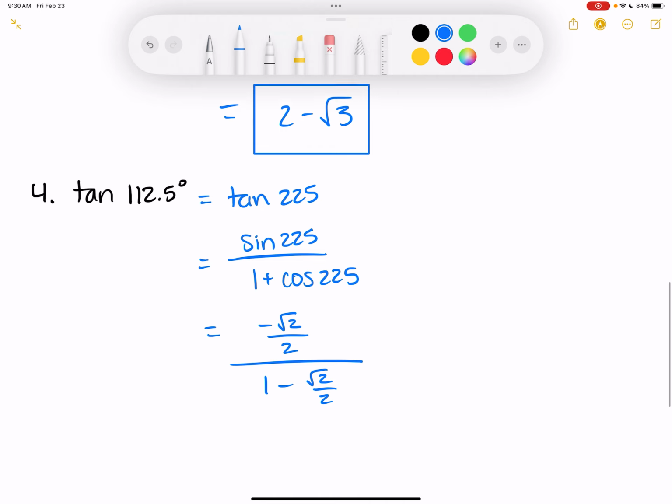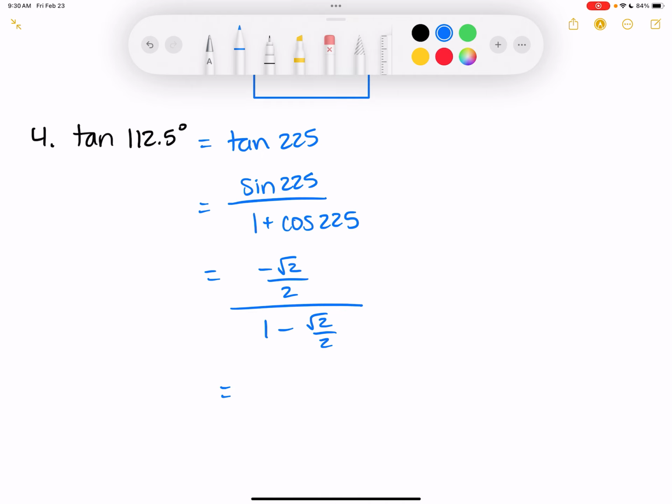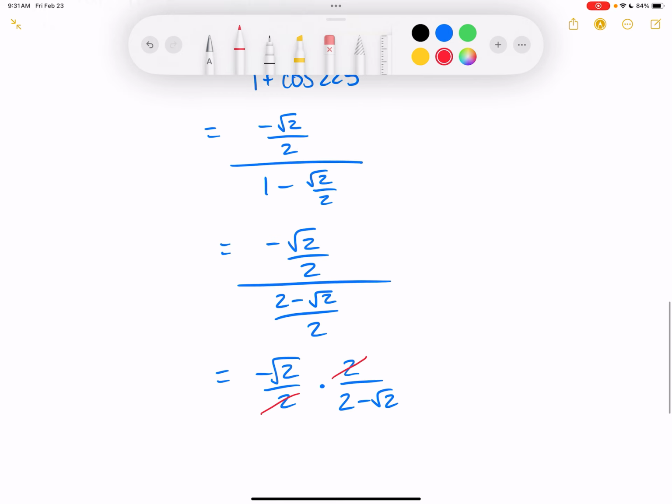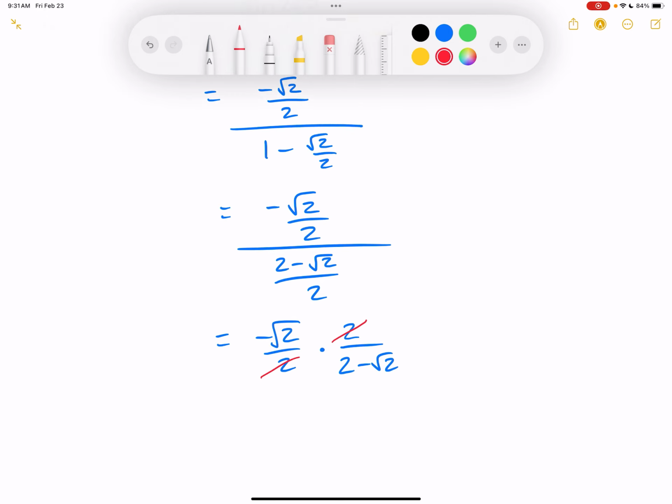So I'm going to do common denominator on the bottom. So I have negative root 2 over 2, over 2 minus root 2 over 2. Keep change flip. So I have negative root 2 over 2 times 2 over 2 minus root 2. These 2's cancel. You cannot, because I know somebody's going to ask, you cannot cancel the negative root 2 on the top and this one over here because this one's being subtracted from something else. So I would have negative root 2 over 2 minus root 2.